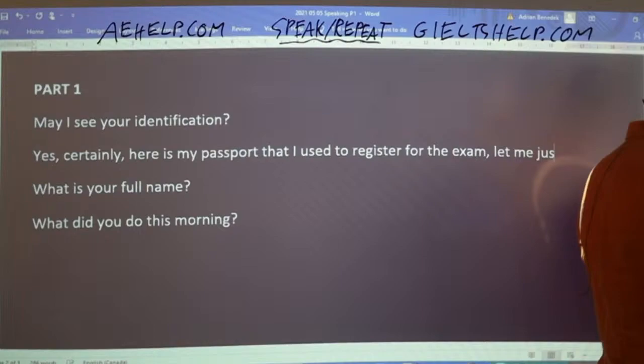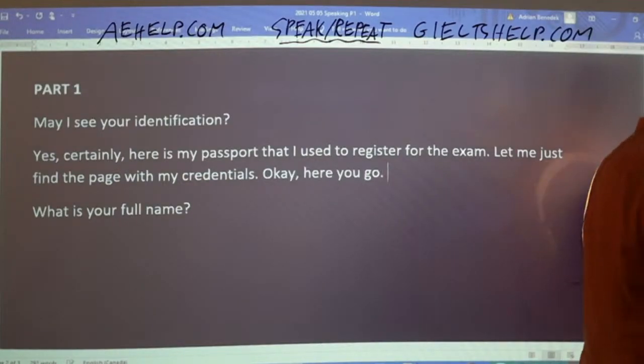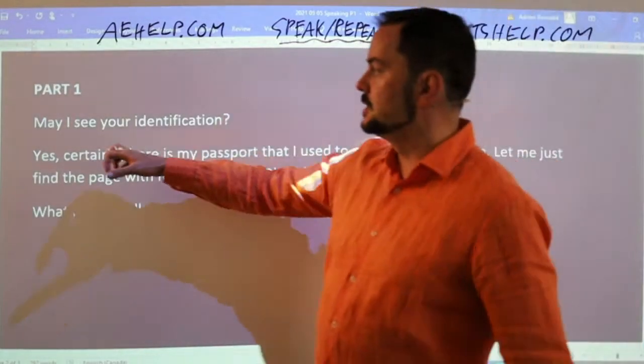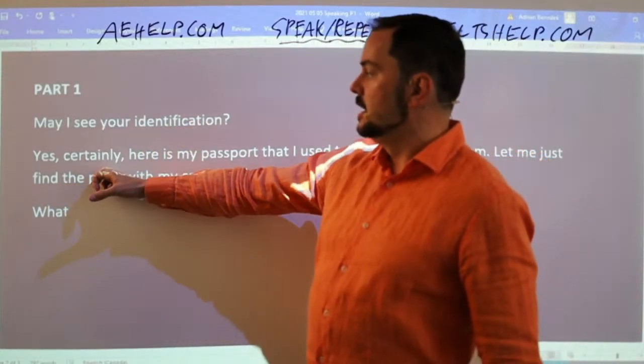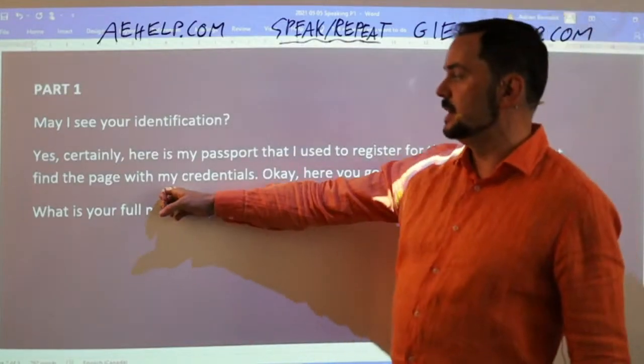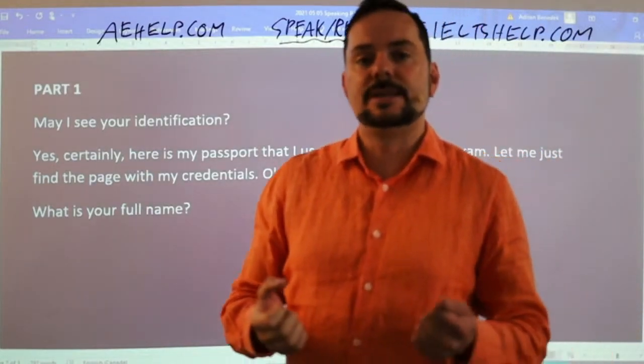Let me just find the page with my credentials. Okay, here you go. So be natural, use your own diction, all right? Again, speak and repeat, everyone. So may I see your identification? Yes, certainly. Here's a passport that I used to register for the exam. Let me just find the page with my credentials. Okay, here you go.